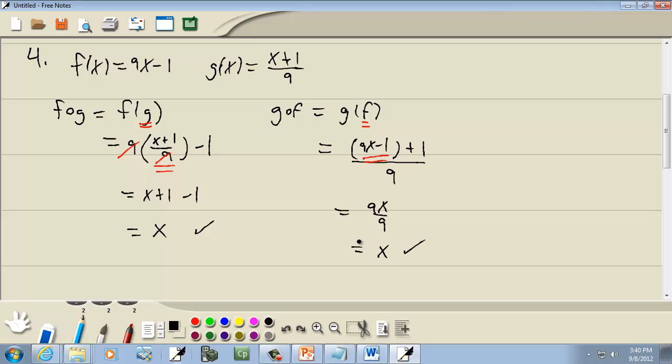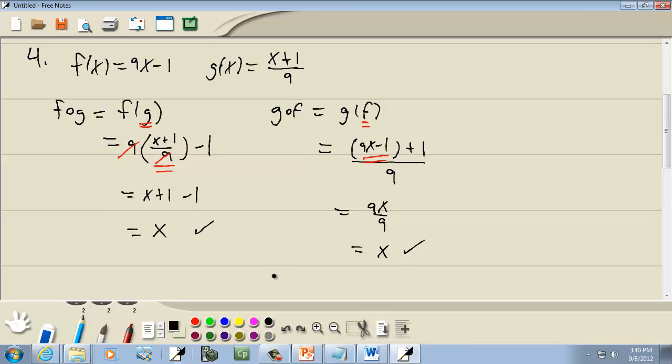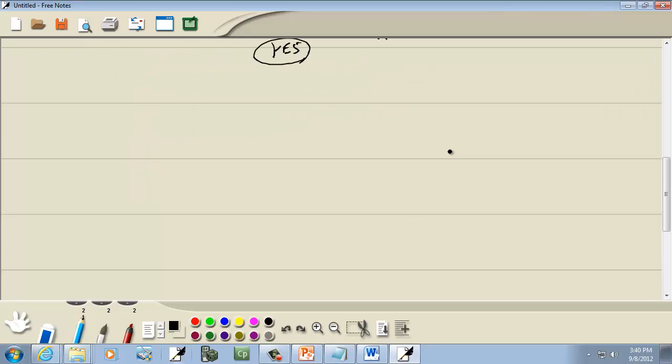Since both of those are equal to x, these are yes or no type questions, I think. Determine whether each pair, the answer here would be yes. It's not just a yes, this entire thing is your answer. It's a proof, basically. Let's take a look at another problem.